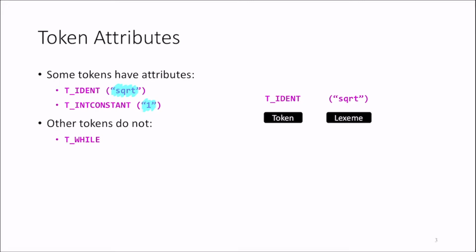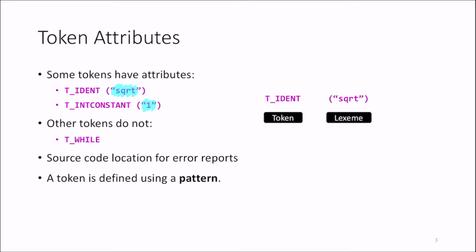Other tokens do not have attributes, like the token for while. It doesn't really matter what the lexeme is because we know it'll just be the letters while. We also need to store the source code location for the error reports. That's part of the job of the lexical analyzer. And further, the specification of a token is something we'll call a pattern. So a token is defined using a pattern.